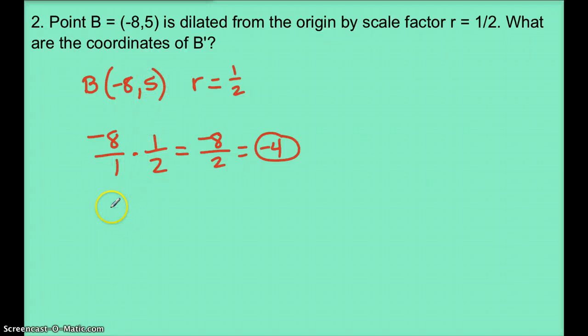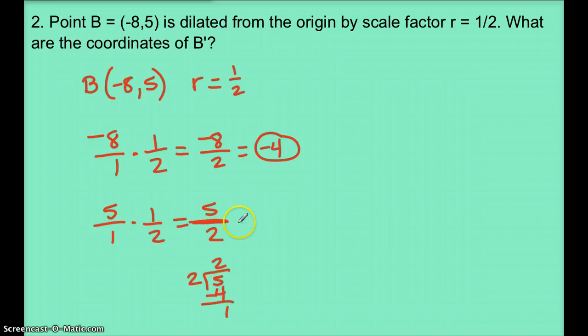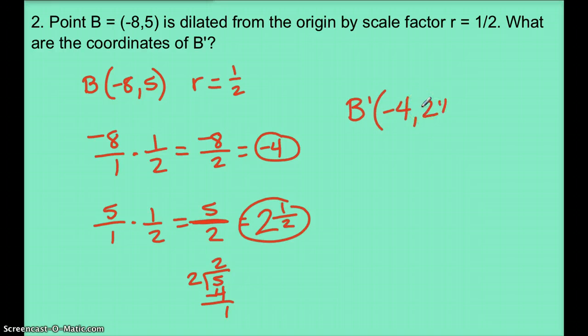And then I'll do the same thing with 5. I have 5 over 1 times 1/2. Go straight across. 5 times 1 is 5. 1 times 2 is 2. And I don't like the improper fraction, so I need to divide that to see what I get. 2 goes into 5 twice, and I have a remainder of 1. So it went in 2 whole times. I had a remainder of 1, and I'll keep my denominator of 2. So your coordinates for B prime would be (-4, 2.5).